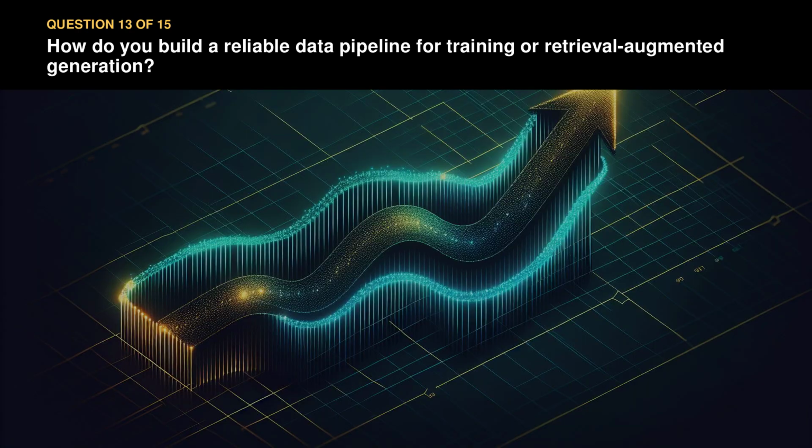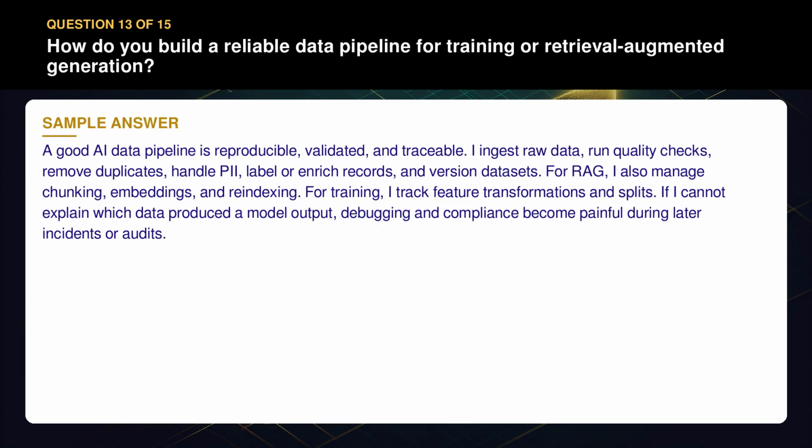Question 13. How do you build a reliable data pipeline for training or retrieval-augmented generation? A good AI data pipeline is reproducible, validated, and traceable. I ingest raw data, run quality checks, remove duplicates, handle PII, label or enrich records, and version datasets. For RAG, I also manage chunking, embeddings, and reindexing. For training, I track feature transformations and splits. If I cannot explain which data produced a model output, debugging and compliance become painful during later incidents or audits.